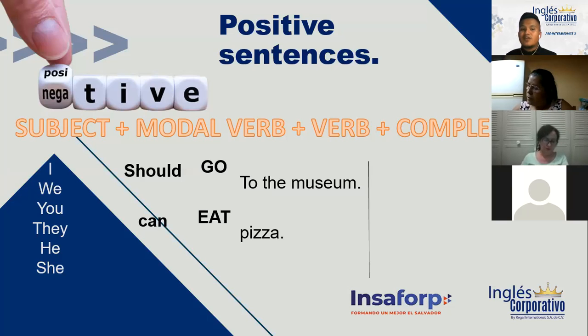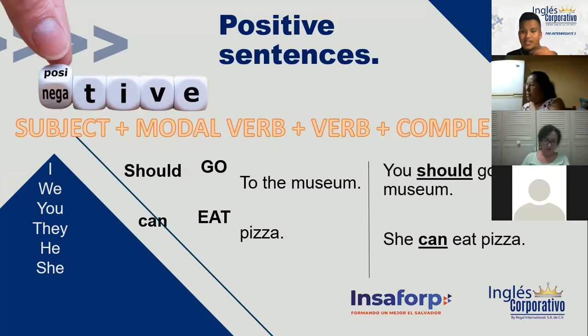So if we create a sentence, how would it be then? There we have them. You see, you should go to the museum. She can eat pizza.